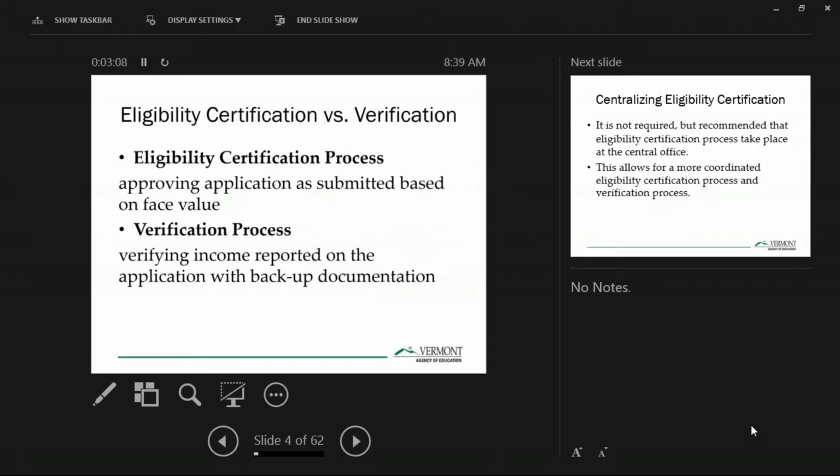So basically, the difference between the eligibility certification process and the verification process is that during eligibility certification, when a household submits an application, it's approved based on face value. They don't have to provide backup documentation for the information that they're reporting. They only have to provide that backup documentation if they are selected as part of the verification process. So it's a very small handful of the overall amount of applications that you receive.